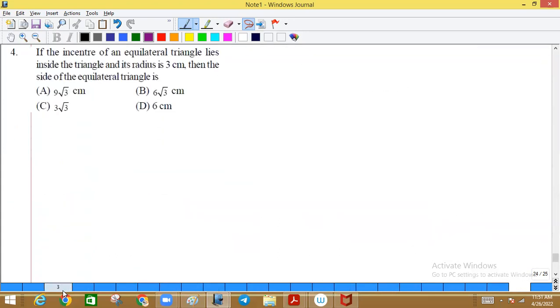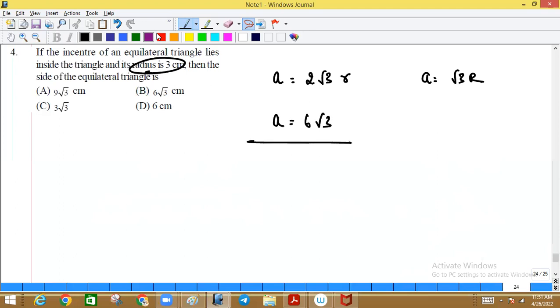If the incenter of an equilateral triangle lies inside the triangle and its inradius is 3 centimeters, then what is the side of the equilateral triangle? If inradius is given, we know that a = 2√3 r. If circumradius is given, a = √3 R. Now small r is given as 3. Therefore, a = 6√3. I've given these formulas directly. For inradius, a = 2√3 r. For circumradius, a = √3 R.